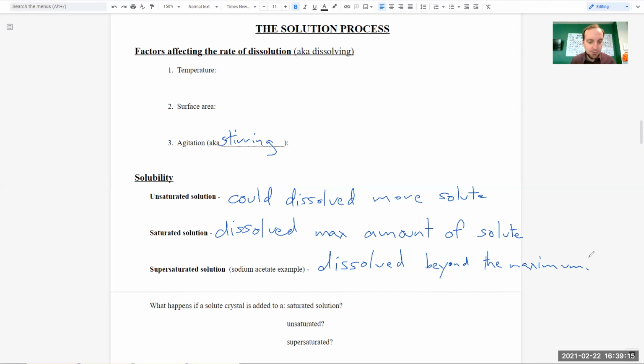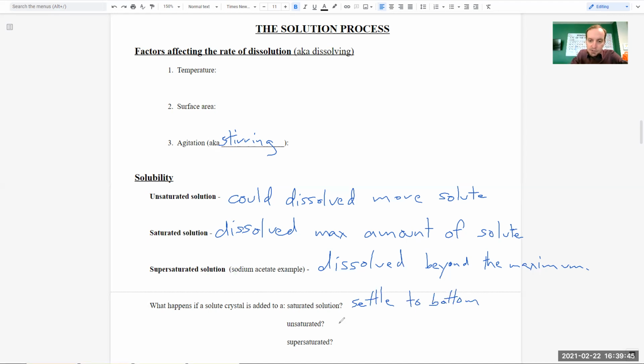Moving on, it says, what happens if a solute crystal is added? Okay, when we say a crystal, we mean like a grain, say a grain of sugar, or a grain of salt, or something like that, right? We're just going to add just a little bit more. What's going to happen to it? So if we added one more little tiny grain or crystal to a saturated solution, it would settle to the bottom. It would just fall to the bottom. It would not dissolve, right? We've already reached the maximum. It's just going to fall to the bottom. It's not going to dissolve.